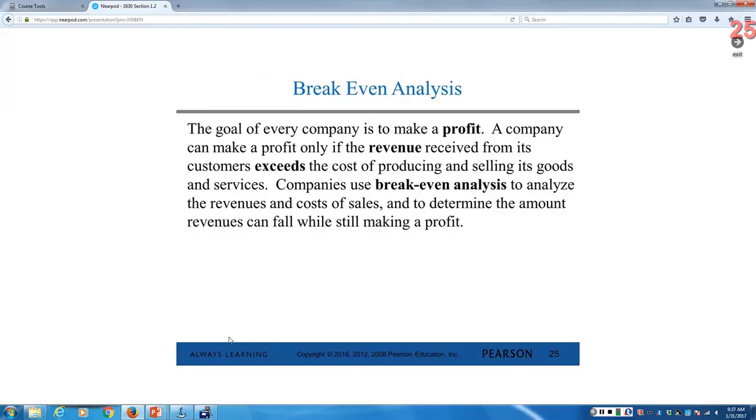So the goal of every company now is to make a profit, and here again, we're going to use the same kind of problem. How do you know if you make profit rather than loss? What's the difference in profit and loss? You're selling your product.